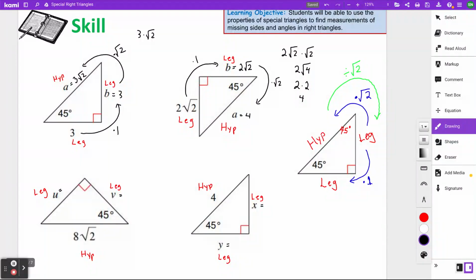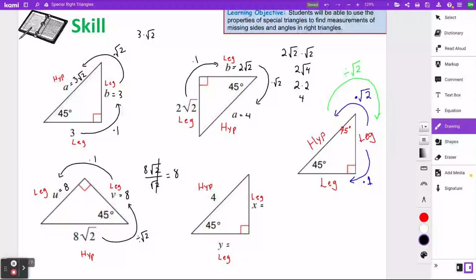Hypotenuse is 4. On the bottom left, we start with the hypotenuse. Since we're going to a smaller side, the leg, we have to divide by the square root of 2. Up until this example, we multiplied because we were always going to a bigger side. We start off with 8 square root of 2, and we are dividing by the square root of 2. We only do the operation on the numbers inside the radical. These ones cancel out, leaving us with 8. Therefore, V equals 8. To go from leg V to leg U, we multiply times 1, or it's the same thing. U equals 8.